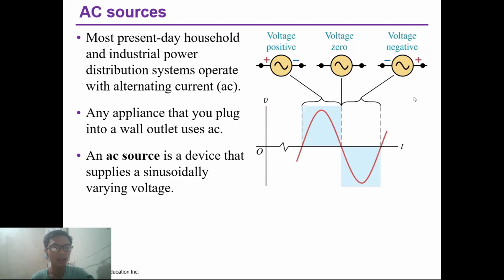So, most present-day household and industrial power distribution systems operate with alternating current, or AC. An AC source supplies a sinusoidally varying voltage and is typically described by this diagram. Any appliance that you plug into a wall outlet uses alternating current. So what is an alternating current? An AC source is a device that supplies a sinusoidally varying voltage. So why do we use AC for power distribution instead of DC?